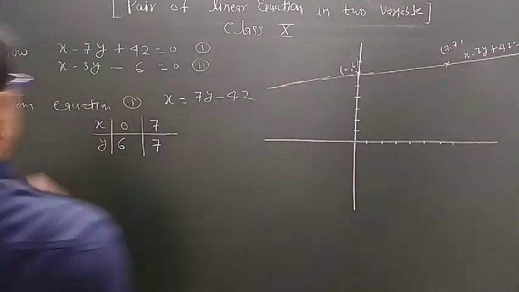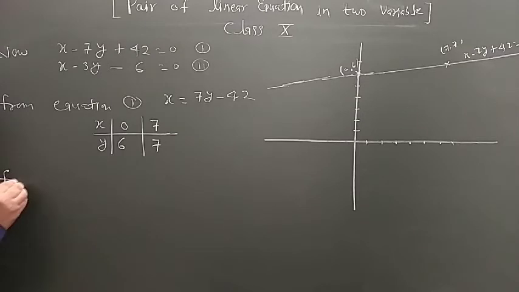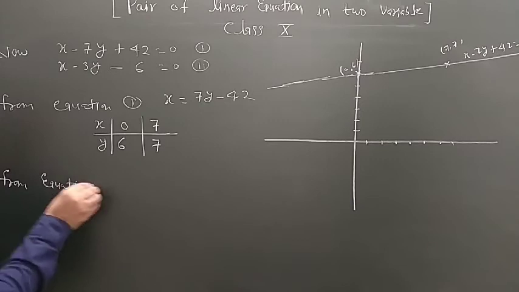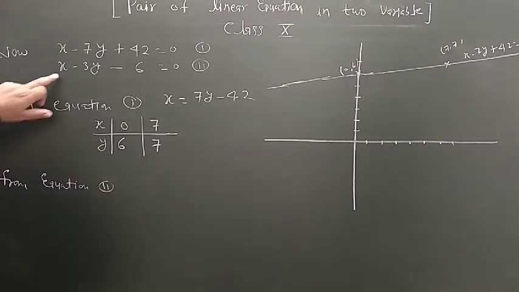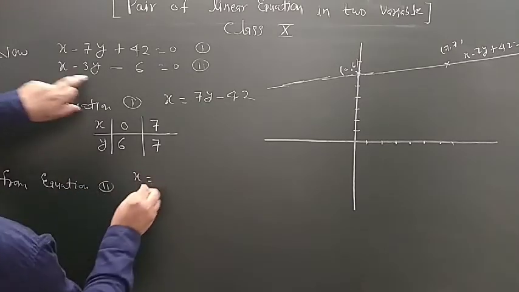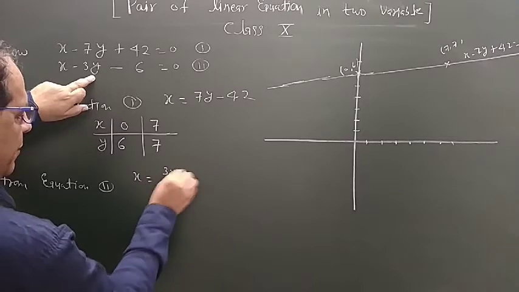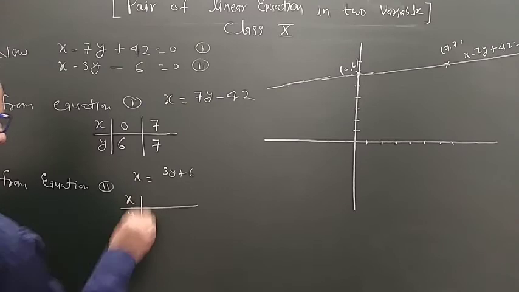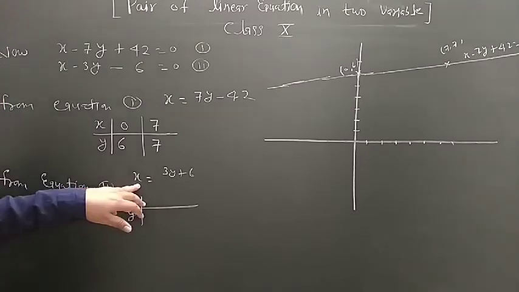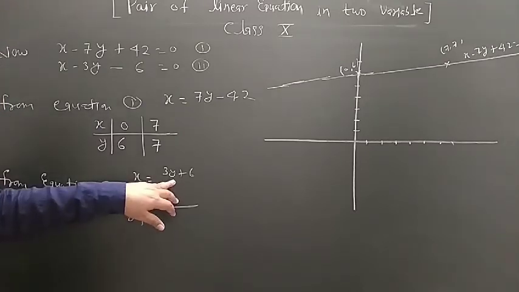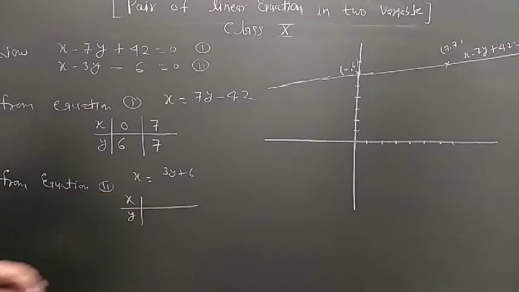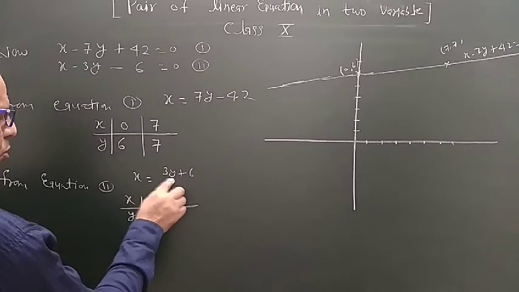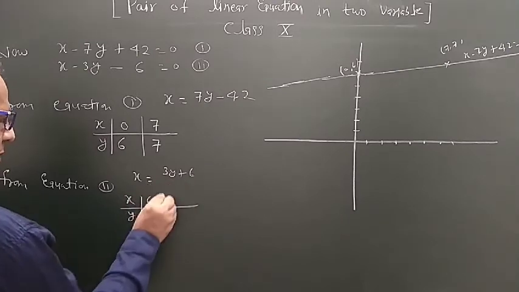Now we take the second equation: x equal to 3y plus 6. Make a table x comma y, because this equation is solved in the form of y for the value of x. So now put y equal to 0. If you put y equal to 0, you have x equal to 6.